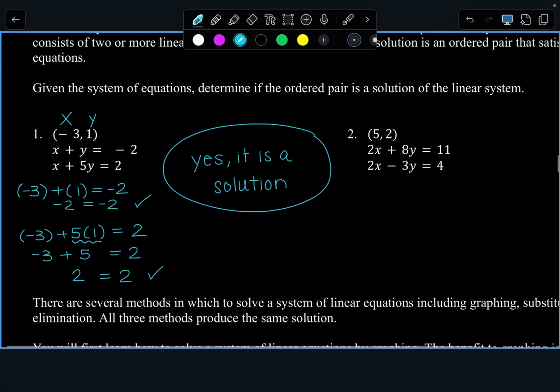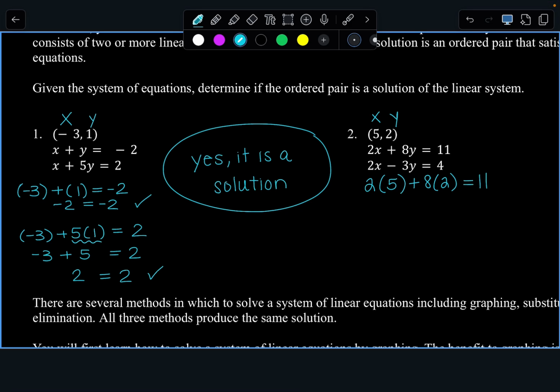Let's try for the second one. So we're going to plug in for x and y again. So everywhere I see an x, put parentheses. I'm plugging in 5. So we have 2, parenthesis 5. And then anywhere I see a y, parenthesis 2. So plus 8, parenthesis 2. And that's equal to 11.